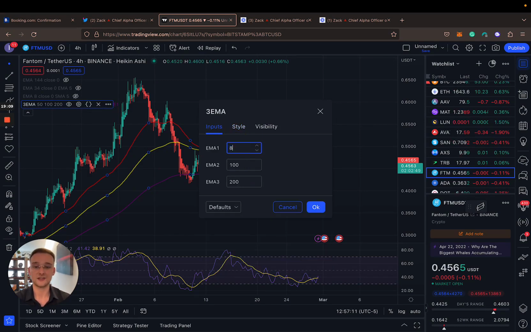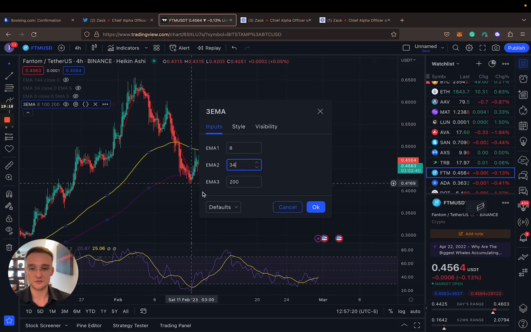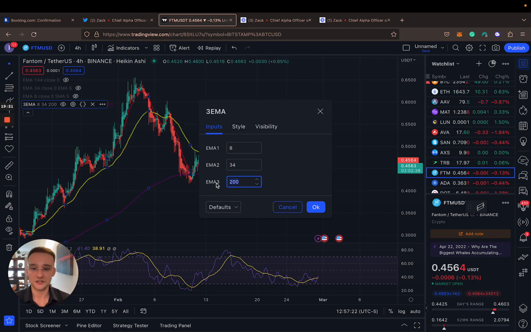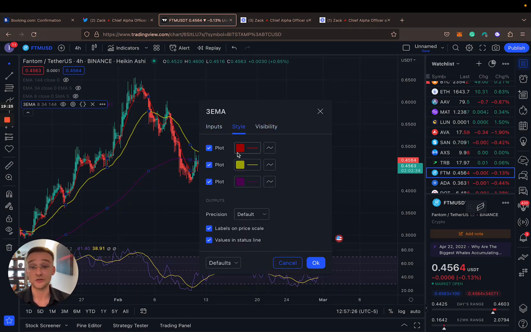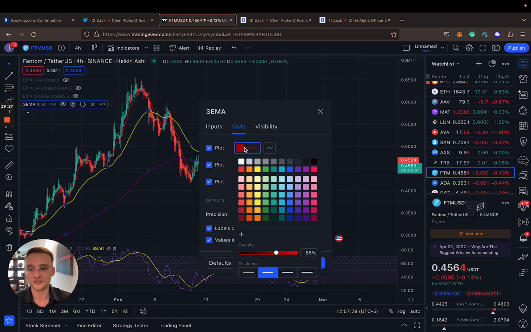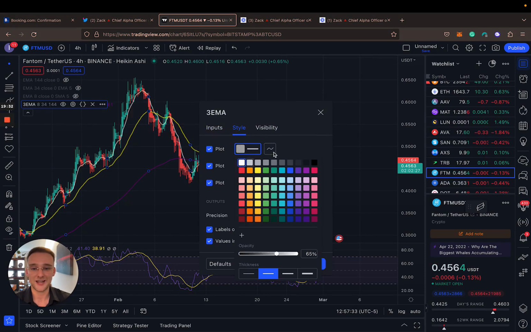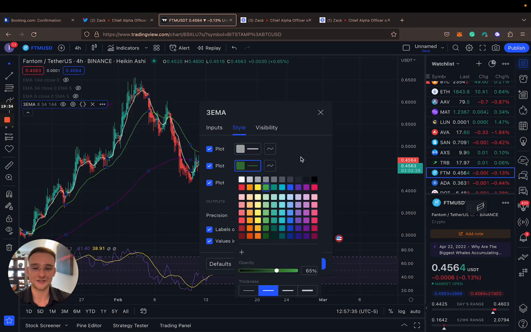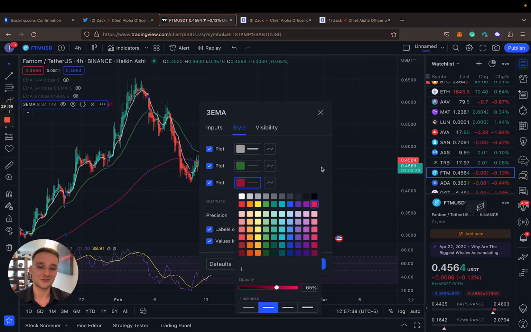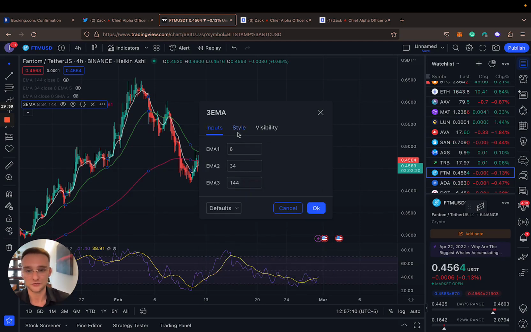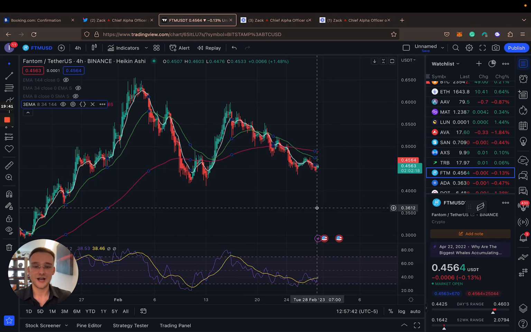Now, what you need to do is, of course, similar to what I showed you before, to essentially adjust the length on the EMAs to move it to the shorter time frames, which means EMA 1 is going to be 8 days, EMA 2 is going to be 34 days, and EMA 3 is going to be 144 days. And of course, if you want to use the same colors that I am using personally, then you will choose the white color for the 8 day, the green color for the 34 day, and the red color for the 144 day moving averages, and you click OK.